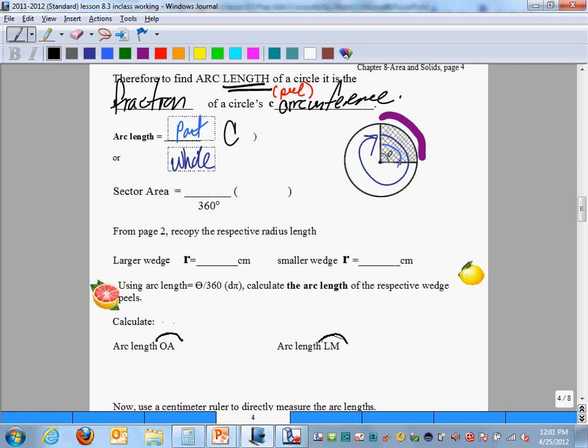So, final equation here is theta over 360 times, this time, d pi. That is arc length.